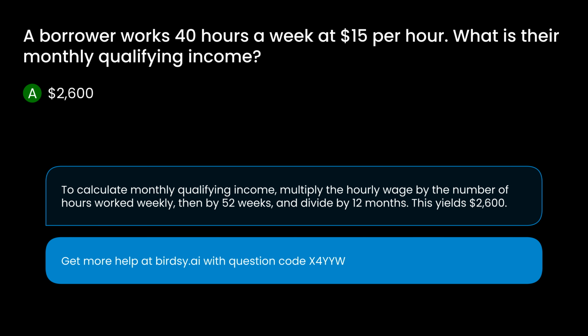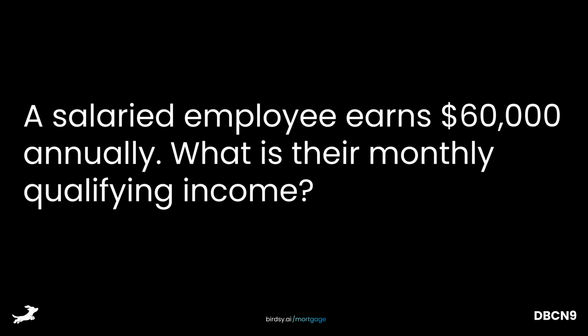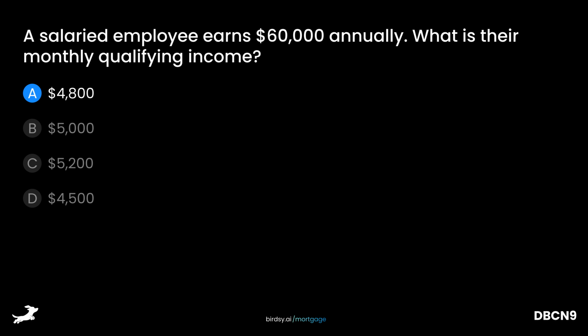To calculate monthly qualifying income, multiply the hourly wage by the number of hours worked weekly, then by 52 weeks, and divide by 12 months. This yields $2,600. A salaried employee earns $60,000 annually. What is their monthly qualifying income? Is it A, $4,800, B, $5,000, C, $5,200, or D, $4,500? The answer is B, $5,000.